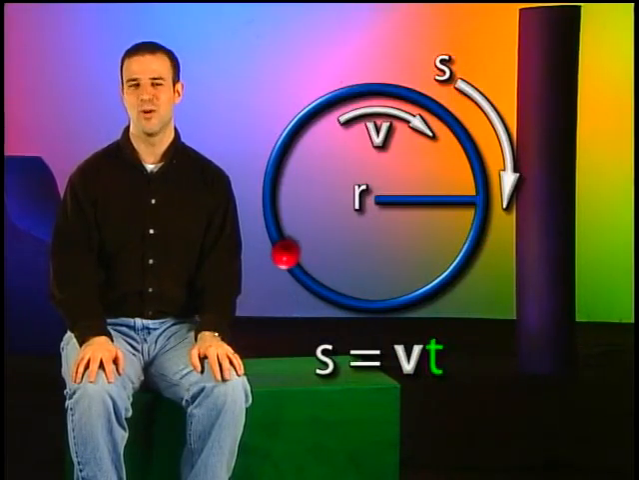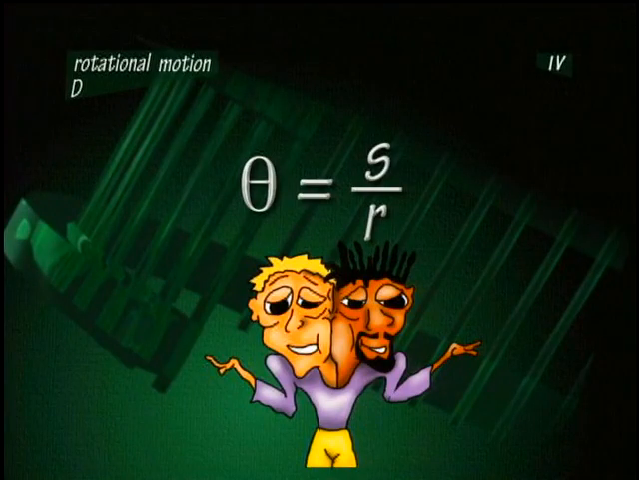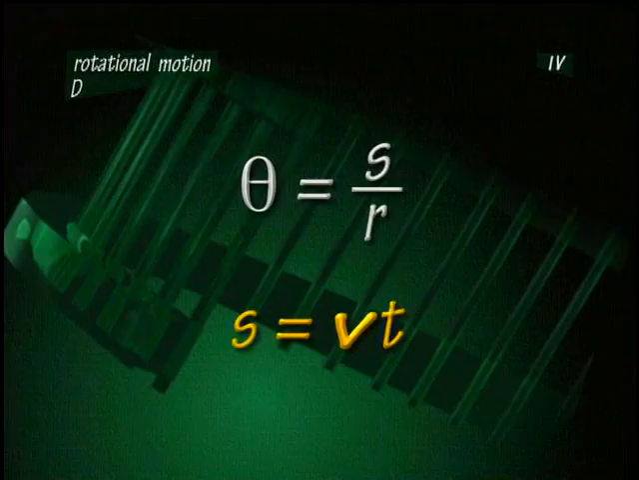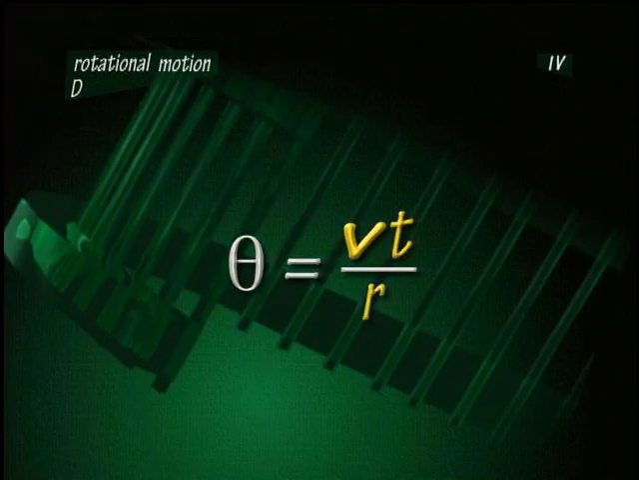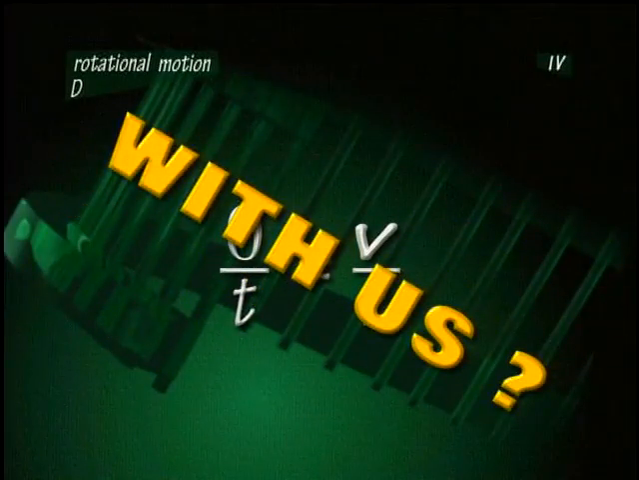So let's see what we can do with this information. Theta equals s over r. We showed you that equation a while ago. We also know that s equals vt. If we substitute vt for s, theta equals vt over r. Now, dividing both sides by t, we have theta over t equals v over r, because the t's cancel on the right. Okay, are you with us so far?